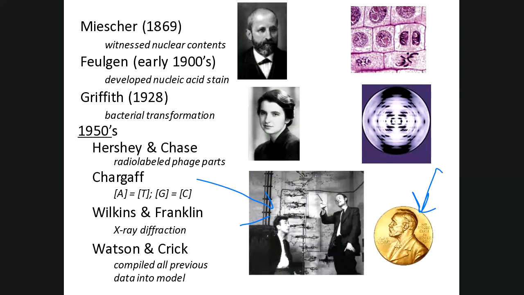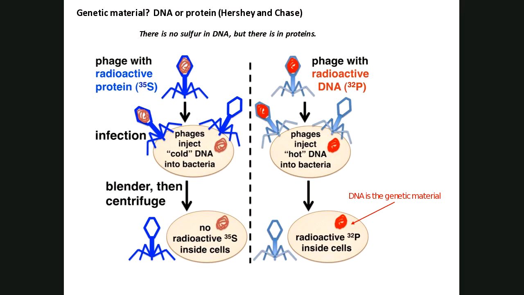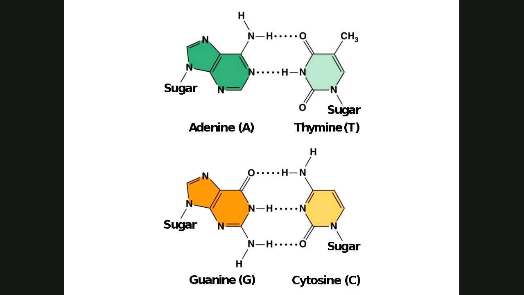Well, what Chargaff did, Chargaff looked at pieces of DNA. And no matter what piece of DNA he looked at, when he analyzed what was in the DNA, he found that the concentration of adenine, let me just draw one and not the other.